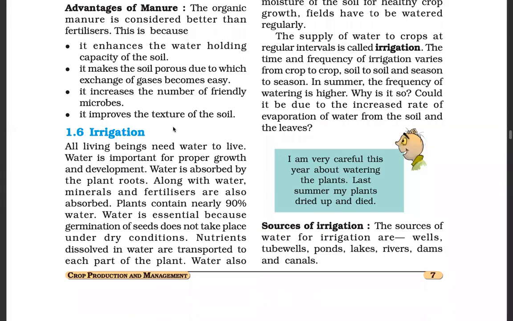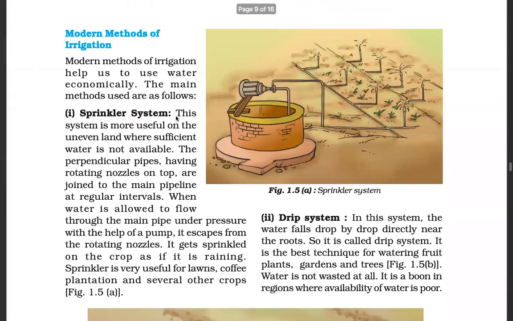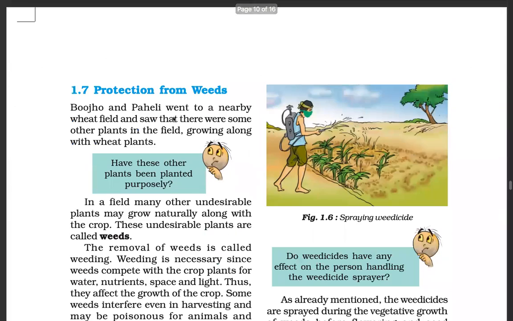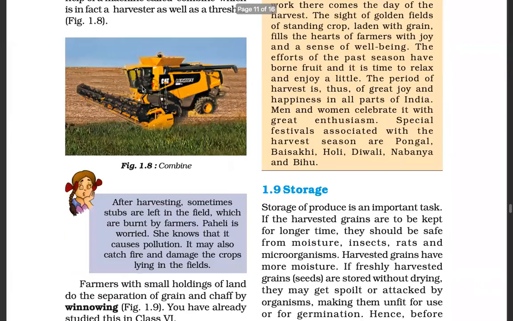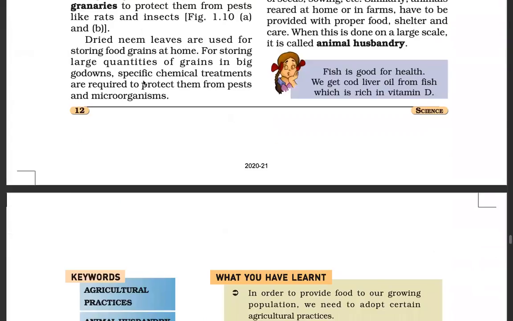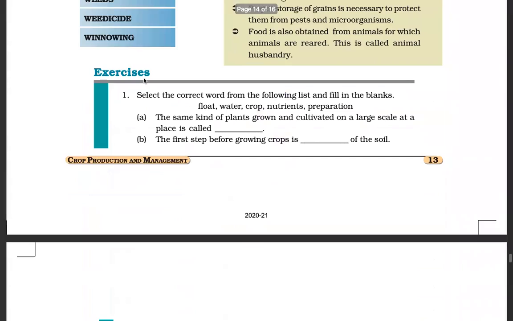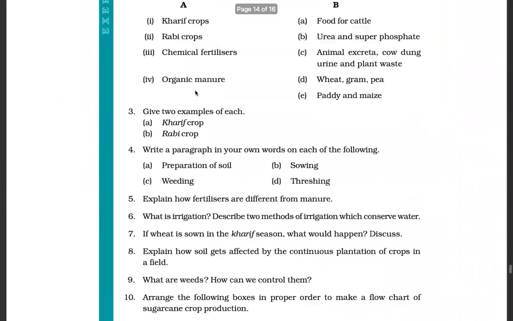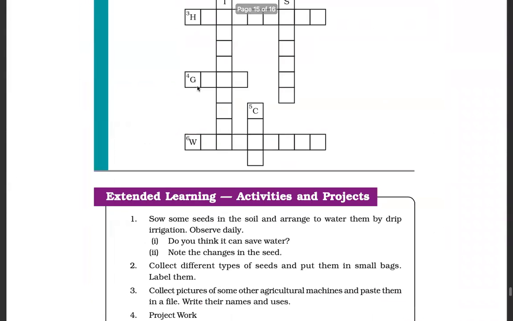Irrigation will be done, and in our next video we will mostly talk about irrigation only. Then in the next video we will do protection from weeds. Then our chapter is complete, I hope so. Then we will discuss all the back exercise questions in the class.